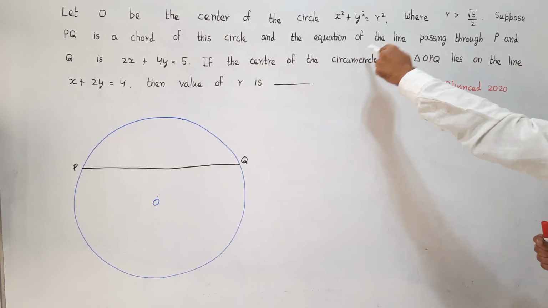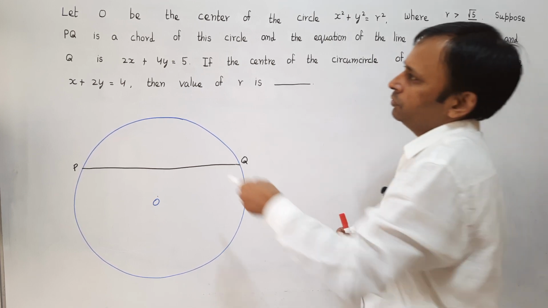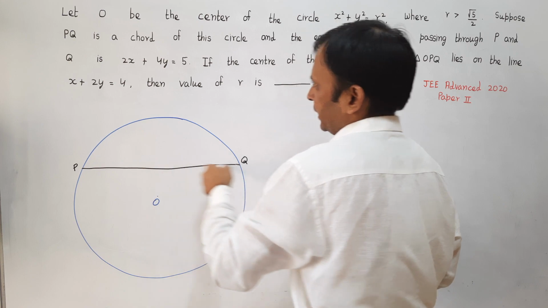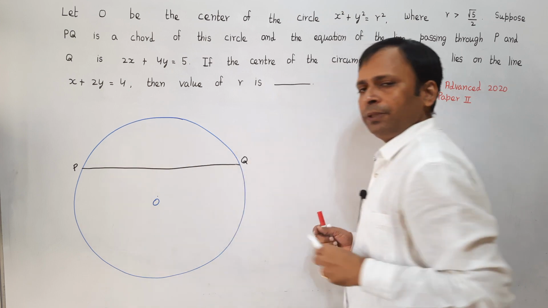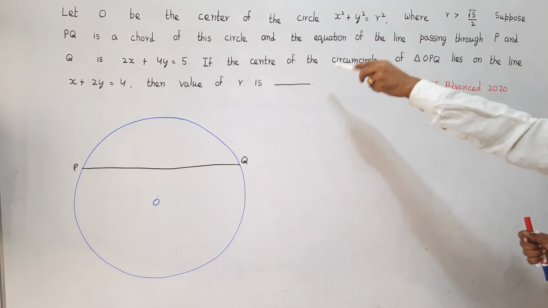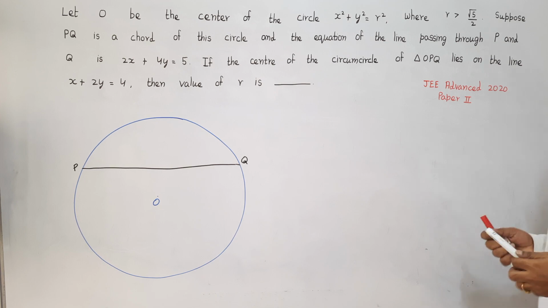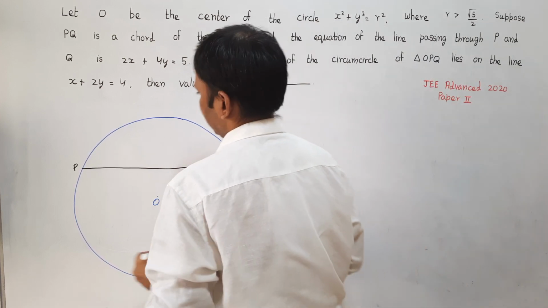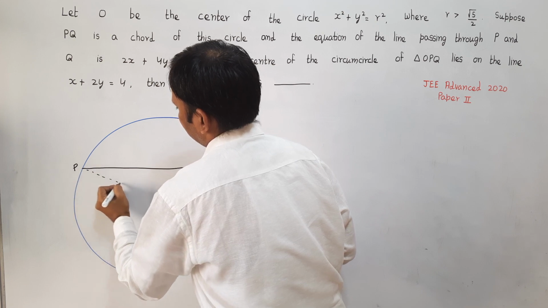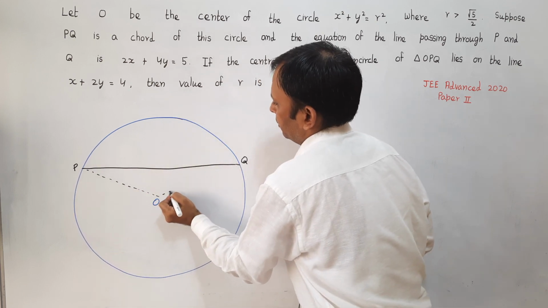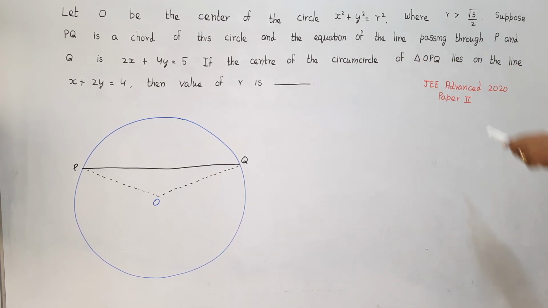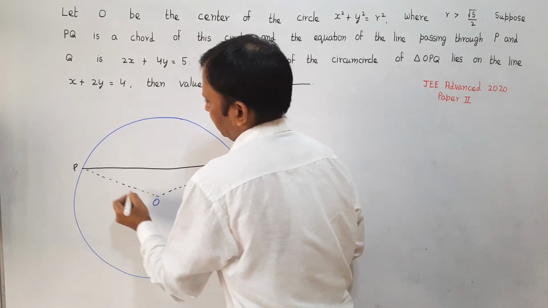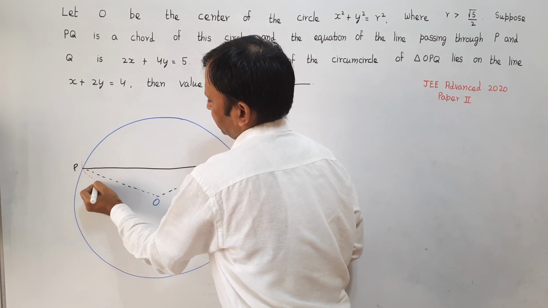And the equation of the line passing through P and Q is 2x plus 4y equal to 5. So this line, 2x plus 4y equal to 5, is the equation of our PQ chord only. If the center of the circumcircle OPQ, now let us first make the triangle OPQ. So if I take this triangle OPQ, now what the question is saying, if the center of the circumcircle of the triangle OPQ, so circumcircle of the triangle OPQ may go something like this.